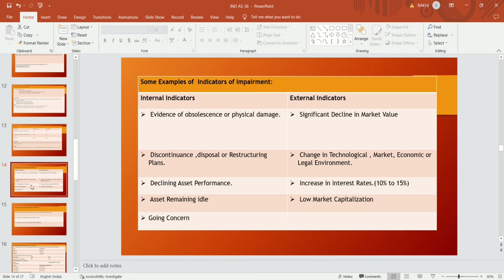It's an external indicator, the indicators of impairments. Low market capitalization. If any company's market capitalization is lower than its carrying value, then also it indicates impairment testing. So these are the examples of impairment testing.